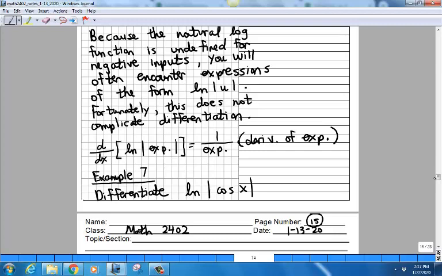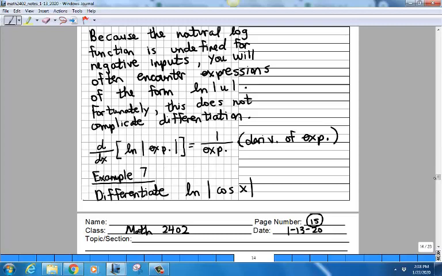But fortunately, that doesn't really alter the derivative at all, okay? So if you take the derivative of natural log of an absolute value of an expression, you get the same derivative. It's going to be 1 over the expression, actually without the absolute value, okay? Don't forget, though, the chain rule still applies, right? So you have to multiply in the derivative of the expression, okay?